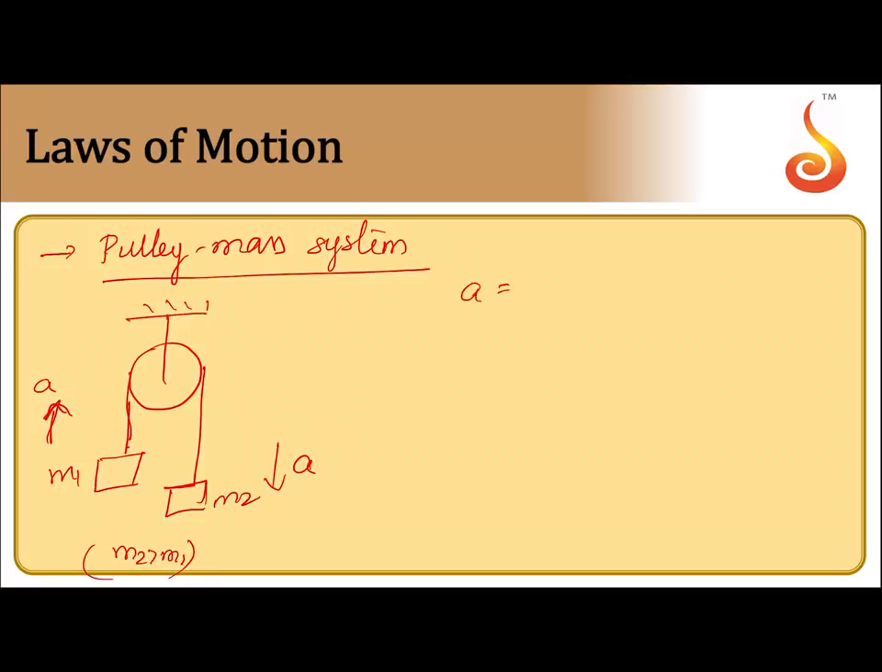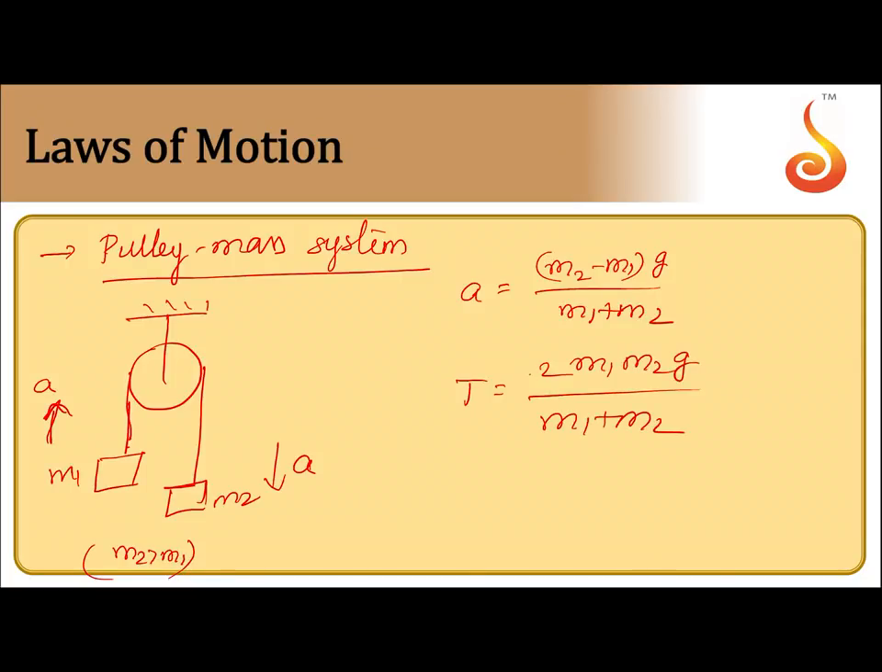Acceleration is nothing but net force, which is net pulling force, which is (m2 minus m1) into g divided by m1 plus m2. Is that correct? Yes. The tension in the string is equal to m1 m2 g divided by m1 plus m2.